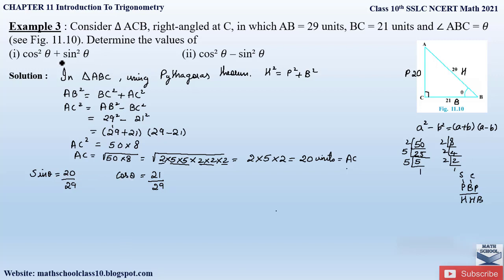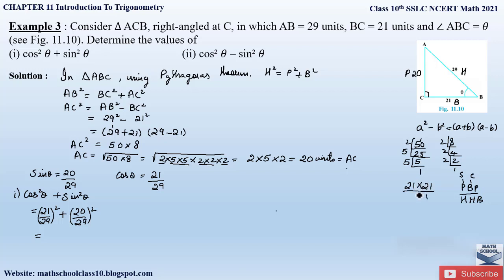Now let us solve the first part and the second part of the question. In the first part they have asked us to find out the value of cos square theta plus sin square theta. So here what is cos theta we found out? It is (21/29) the whole square plus sin square theta, again it is (20/29) the whole square. So what is 21 square? If you remember it is good, otherwise you can multiply and find out also.